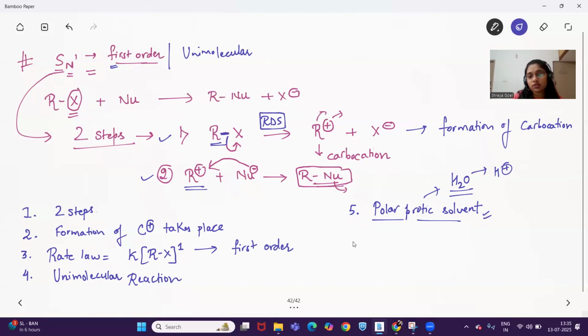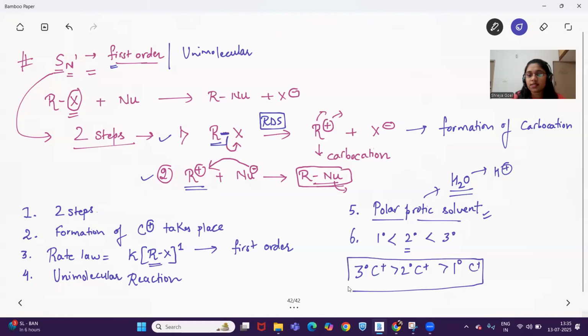Right. Now, the sixth point is, see, there are different types of alkyl halides. You have studied already: 1 degree, 2 degree, 3 degree, right? So here we can say the rate depends upon the type of alkyl halide. The rate is faster in the case of 3 degree, less in 2 degree, and least in 1 degree. Why is it happening? Because 3 degree carbocation is more stable than 2 degree carbocation, and 2 degree carbocation is more stable than 1 degree carbocation.